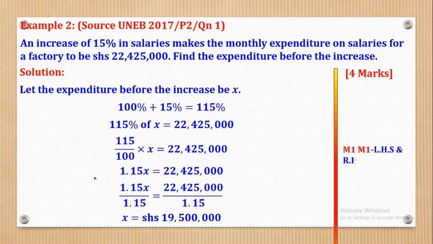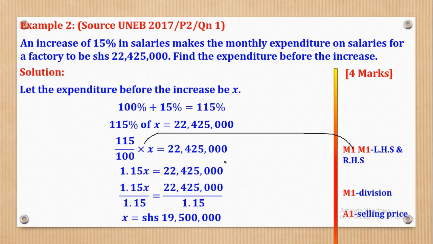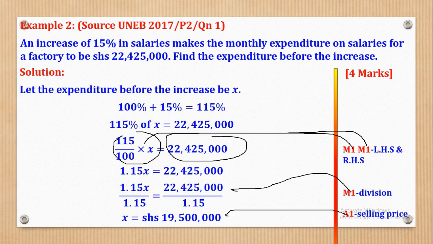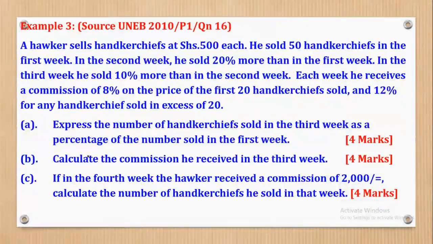Now let's see how much can be awarded. So this M1 is for you to substitute in the right hand side this expression. Another M1 is for this X equating to this new price. Then M1 is for division and A1 is for you to make X the subject. So basically that's how the marks could come about. Now we shall go to example 3.